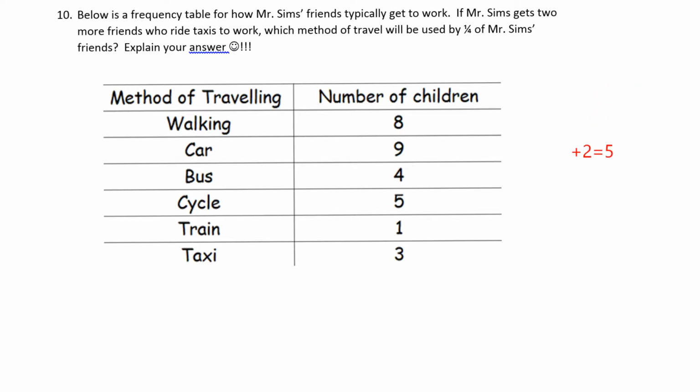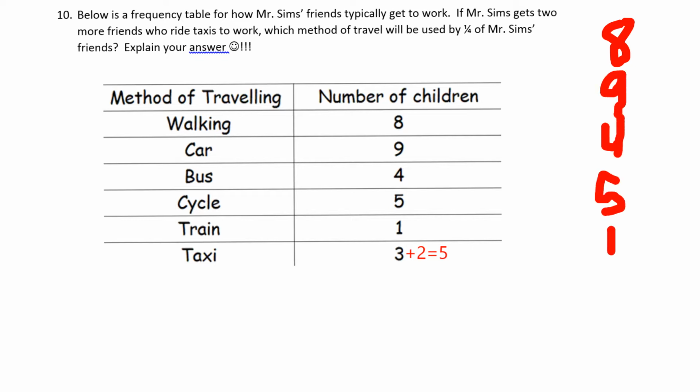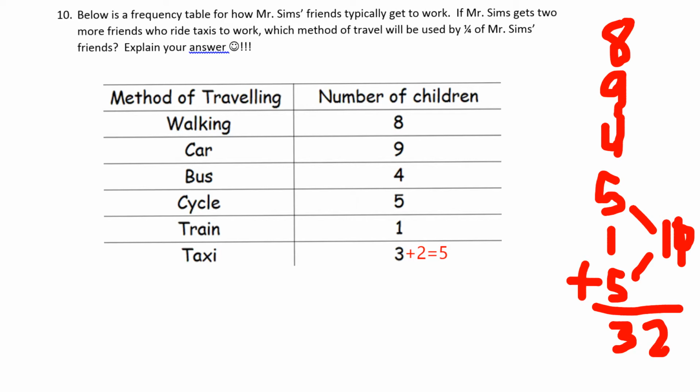But if you notice that Mr. Sims gets 2 more friends who ride taxis to work, then you know that you have to add those 2 friends into the values. So now, if I add up all of them together to figure out how many friends I have in total so that I can find 1/4 of that, I would get 8 plus 9 plus 4 plus 5 plus 1 plus 5. Well, this 5 and 5 is 10, plus the 1 is 11, plus the 4 is 15, plus the 9 is 24, plus the 8 is 32, for a total of 32 after I add them all up.